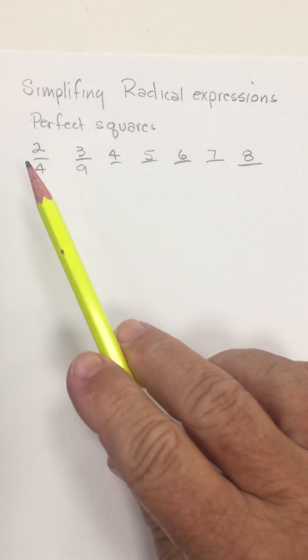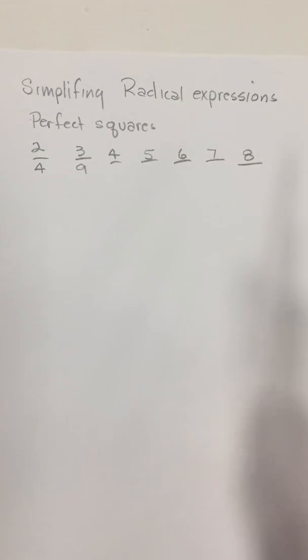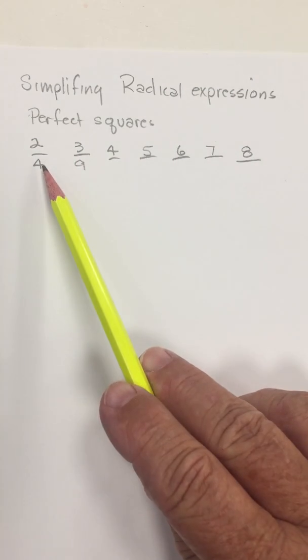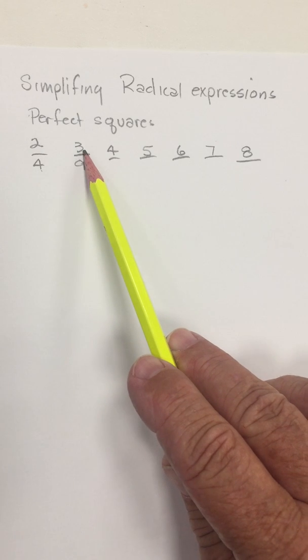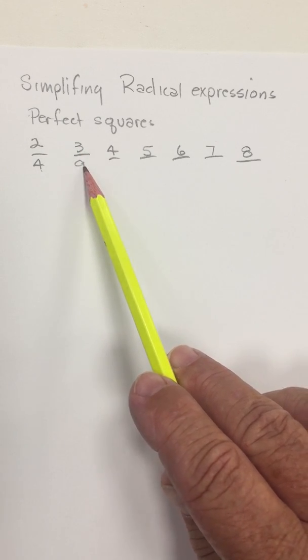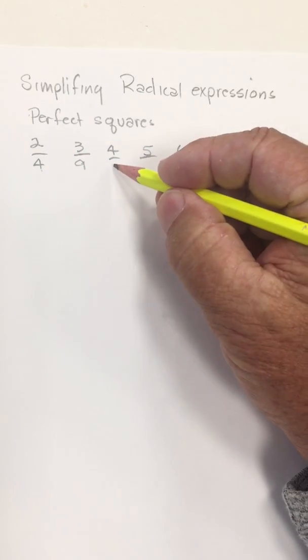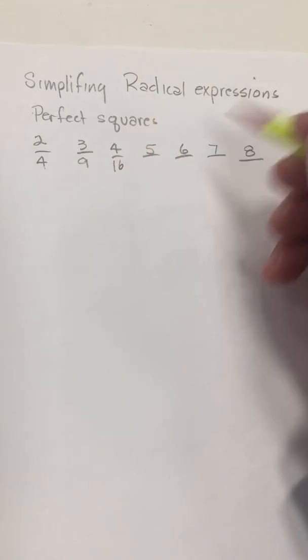We're going to talk about simplifying radical expressions. The first thing we want to figure out, though, is perfect squares. When we square a number, it goes to the second power. So 2 times 2 is 4, 3 times 3 is 9, 4 times 4 is 16.